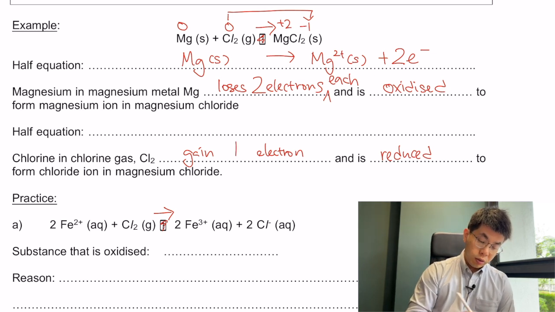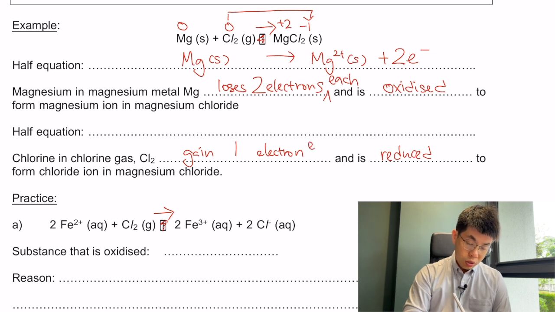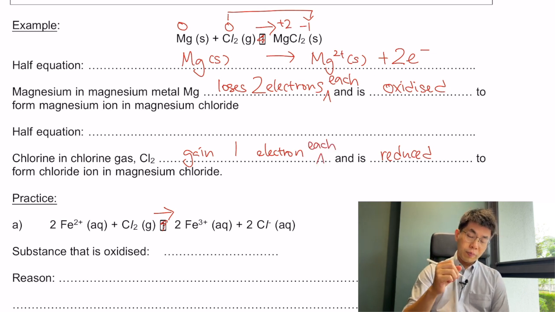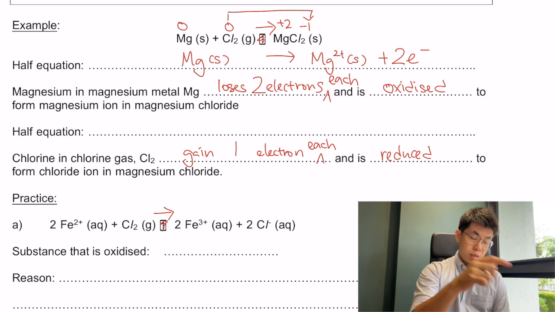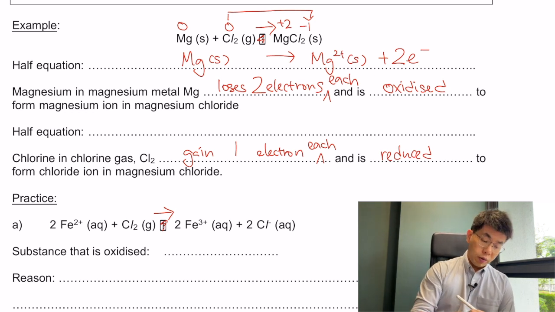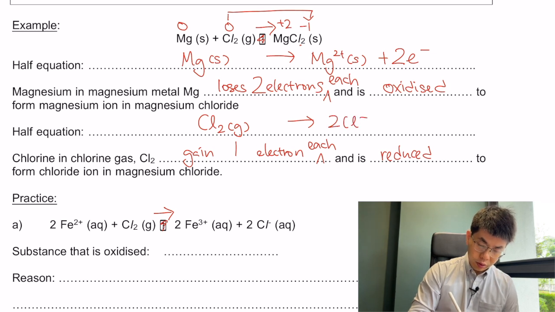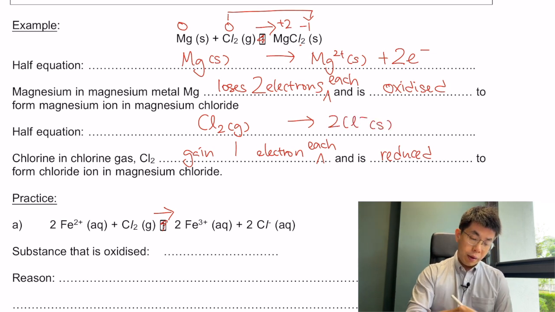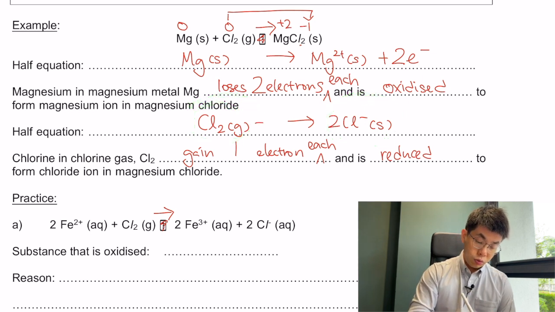1 electron. However, this is not fully correct. You need to add in the word each for this to be correct. So the chlorine atom in the chlorine gas gains 1 electron each and is reduced to form chloride ion in magnesium chloride. So let us write the half equation to check whether this is true. So I got my chlorine gas, and then it forms 2 chloride ions, and my right side is negative charge, my left side is neutral charge, so I add 2 electrons.